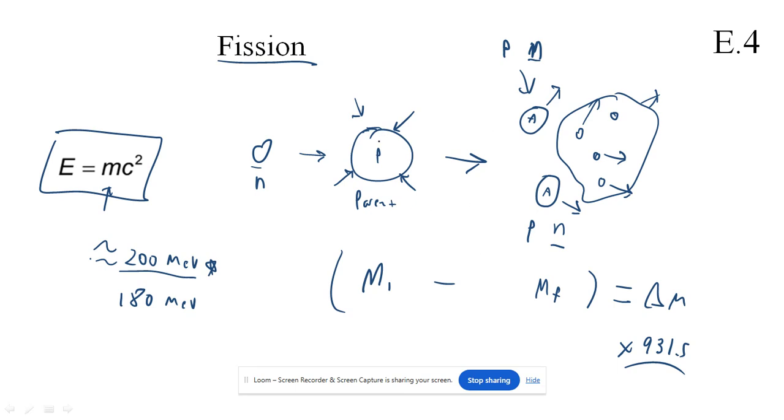So they're going to give you something. It's going to break into a couple things. You've got to figure out how many neutrons are produced. Then you look up all those masses, subtract, multiply by 931.5. That'll give you the energy given off. Or if you plug it into this, it'll give you the energy in joules. I've seen them actually ask for both. So I think that's it.